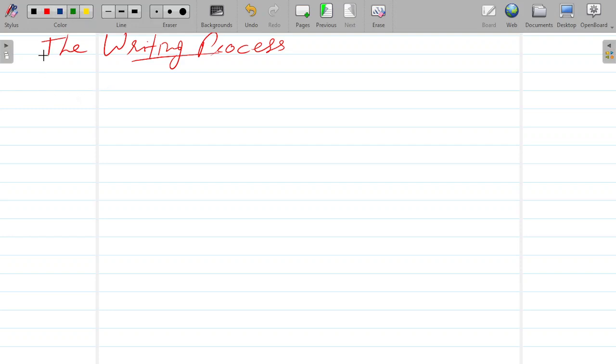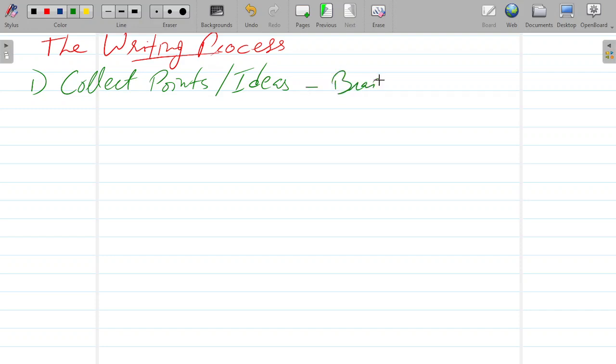the first thing you want to do is collect points. You can collect points or ideas, whatever you want to call it. The process I call brainstorming, that is one of the terms used. Some people call it mind mapping. Flow charting, jotting down, making notes, whatever you want to call it. That's not the point. The point is you want to collect your points and ideas, and this works for any writing task. So this is equally applicable for a directed writing task.